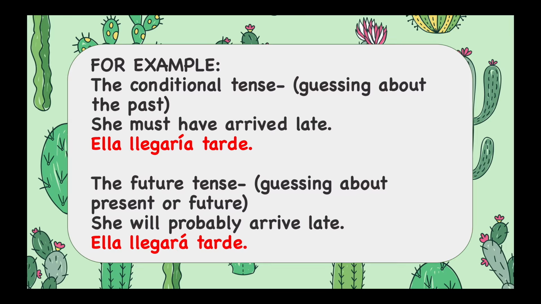So the conditional tense, guessing about something that happened in the past, like she must have arrived late, would be ella llegaría tarde. The future tense, guessing about something in the present or in the future, she will probably arrive late. Ella llegará tarde. So the conditional tense isn't the past tense, but if you're guessing about something in the past, you use the conditional tense.